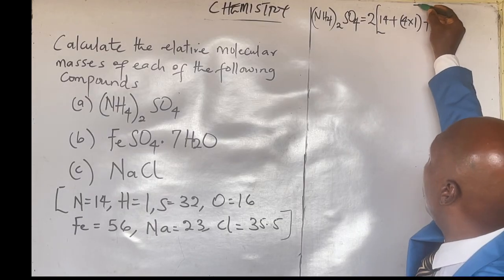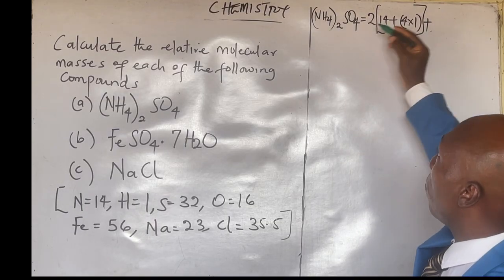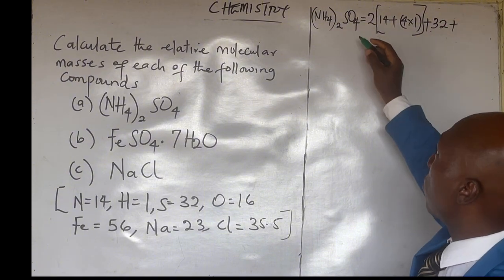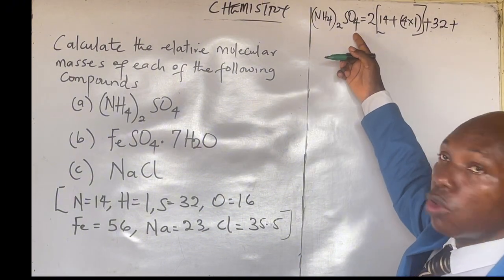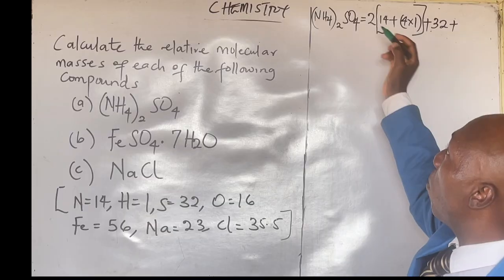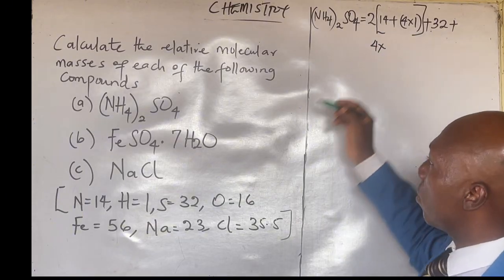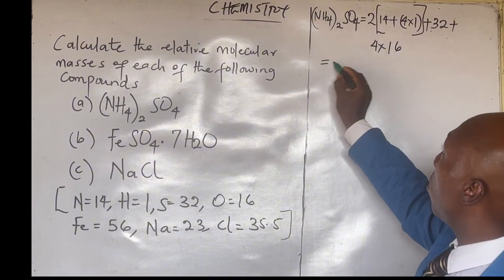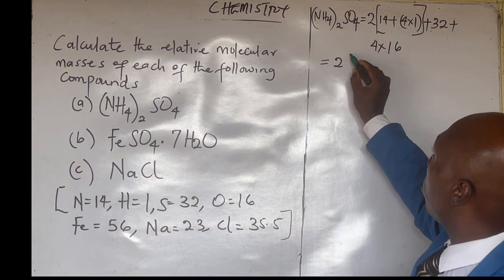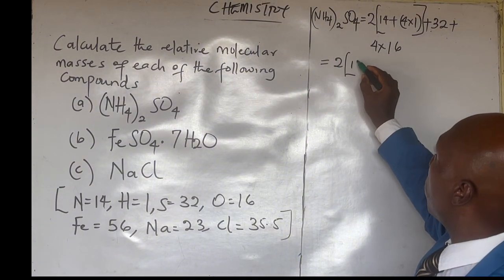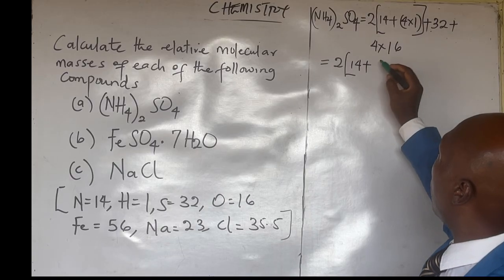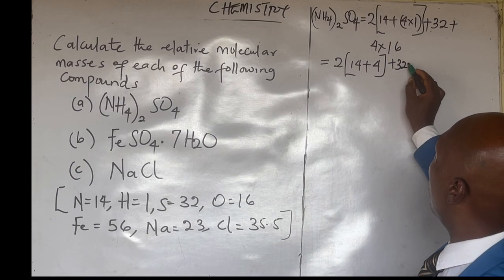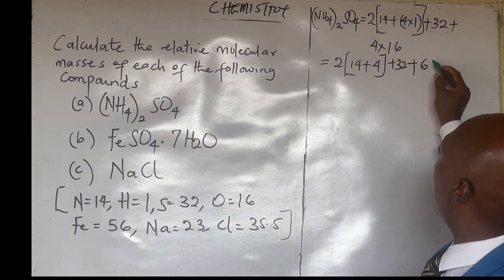So you close the bracket. We have sulfur is 32, plus our oxygen having 4 atoms, that's 4 times oxygen is 16. So we can finish it off. We have 2 into bracket, that's 14 plus 4 times 1, 4, plus 32 plus 4 times 16, that's 64.